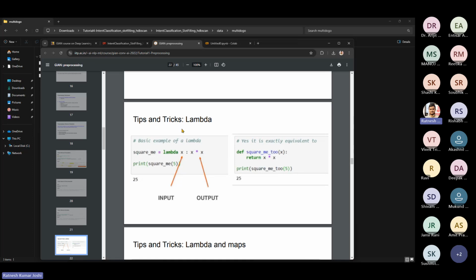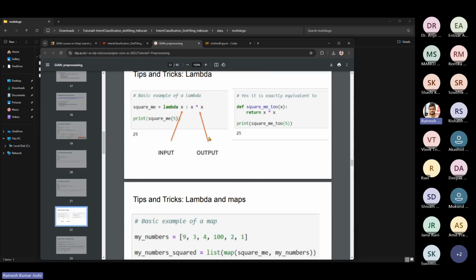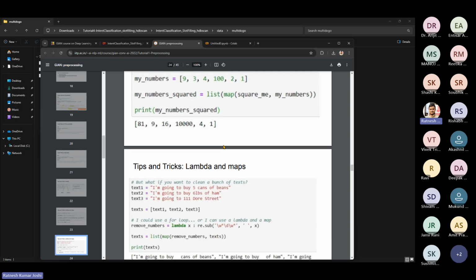Now, these are the tips and tricks of Lambda. This generally falls under Python training, so I'm going to skip this particular part. But the general idea is that a lambda function is a method of writing simple functions in one line instead of two or three. This just allows you to type the values quickly. It is not really mandatory. You can just write a simple function and it will do the same task anyway.